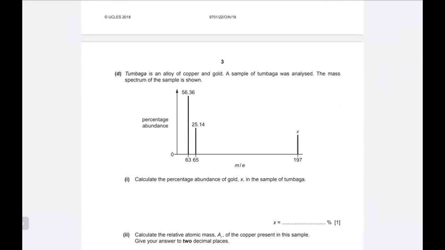Tumbaga is an alloy of copper and gold. A sample of Tumbaga was analyzed. The mass spectrum of the sample is shown. Calculate the percentage abundance of gold in the sample.